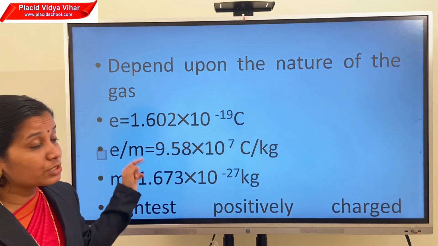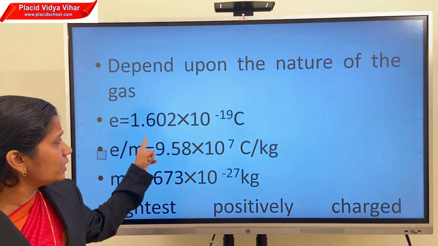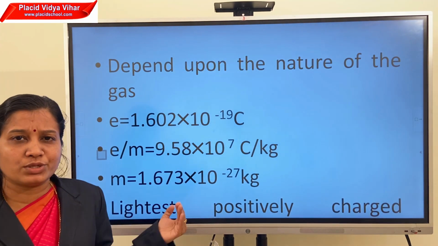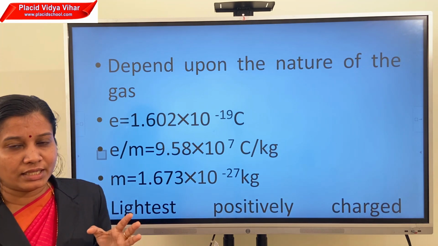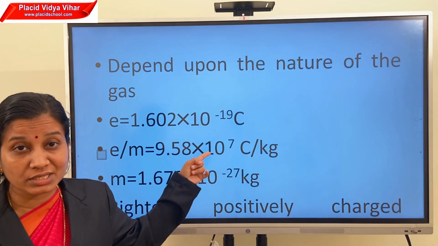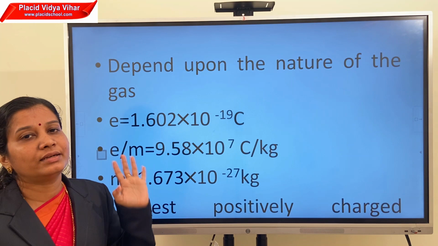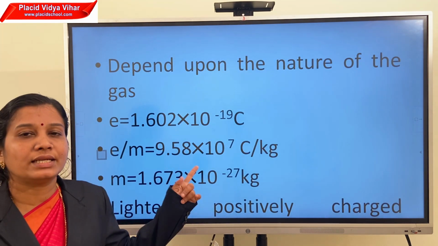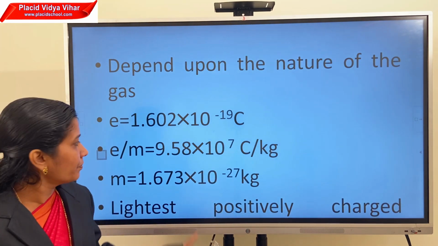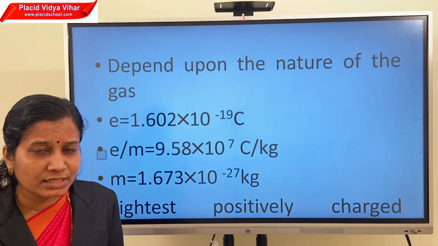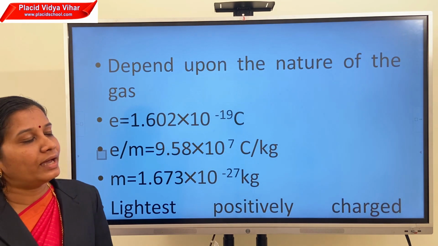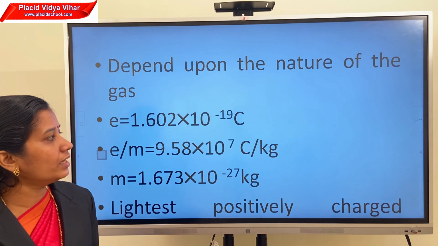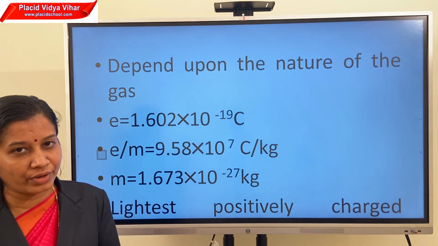The first, charge value. You can see that 1.602 × 10^-19 coulomb, the same as that of the cathode ray electron, the charge of the electron. So here it is a positively charged particle and that is a negatively charged particle. So what is the charge value? 1.602 × 10^-19 coulomb. The e by m value, what is that? Charge to mass ratio, and that is equal to 9.58 × 10^7 coulombs per kilogram.